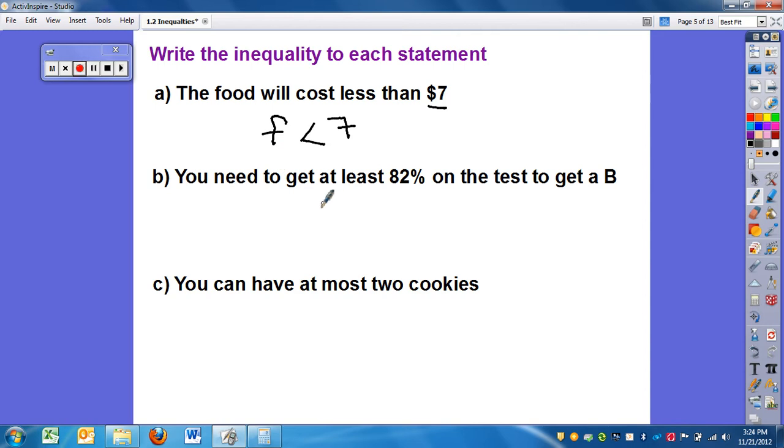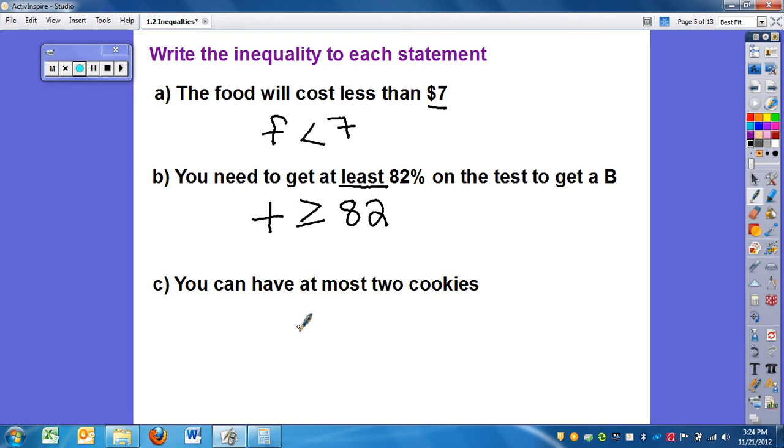B, you need to get at least an 82% on the test. So I'm going to go T for test. 82 is my number. And I need to get at least an 82, which means I actually need to go higher than 82. Do not be fooled by the word least. It does not mean lower. It means you're actually going higher.